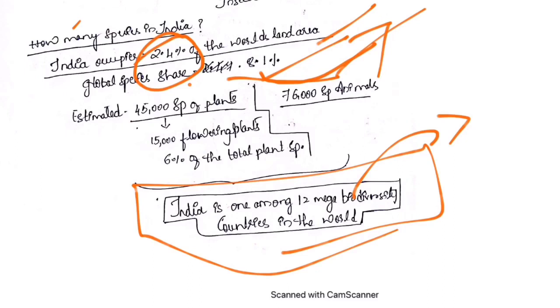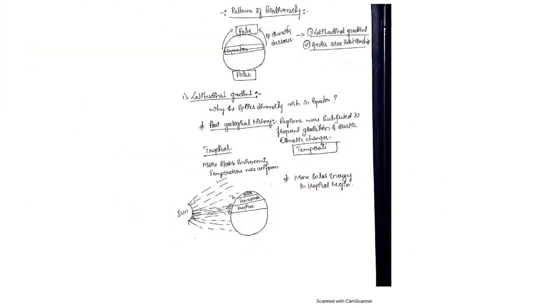Why? Mainly because we have many different species within India. It is estimated that 45,000 species of plants are present within India and 76,000 species of animals are present within India. Out of 45,000 species of plants, 15,000 are flowering plants. That is almost 6% of the total plant species of the world present within India. This is why India is very diverse, and it is one among the 12 mega biodiversity countries in the world.